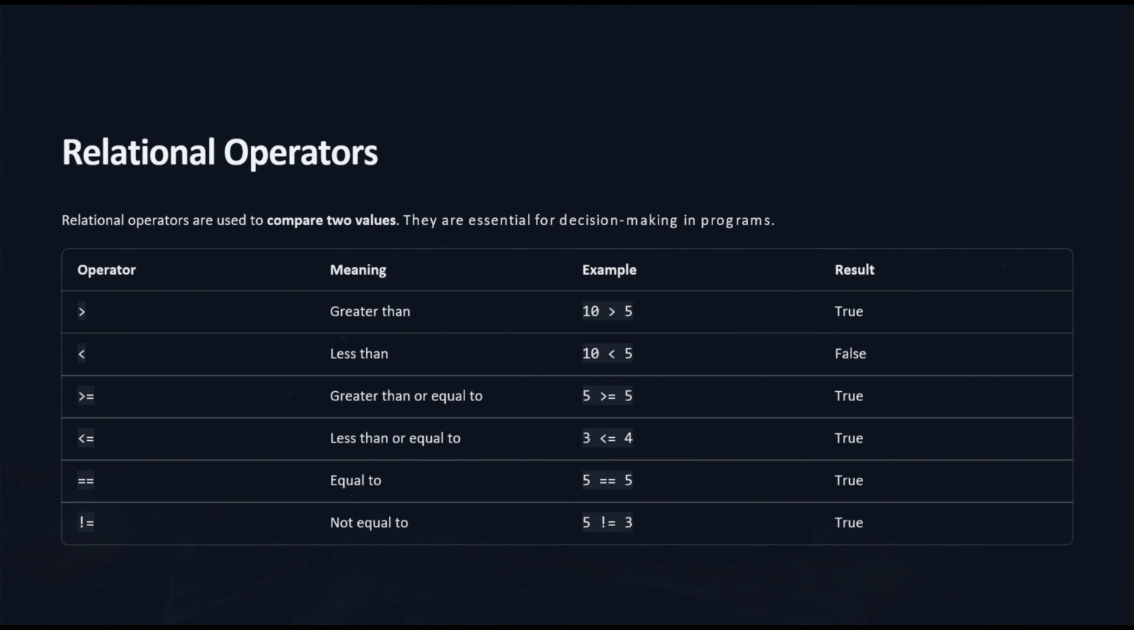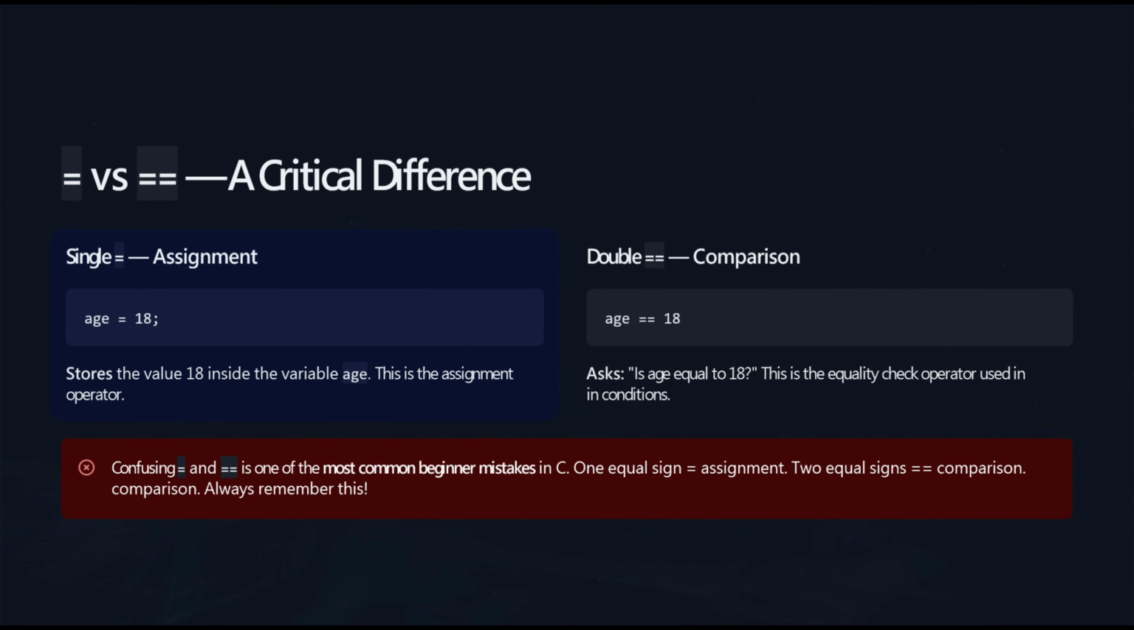Relational operators. Relational operators are used to compare two values. They are essential for decision-making in programs. Operator, meaning, example: > greater than, 10 > 5 is true. < less than, 10 < 5 is false. >= greater than or equal to, 5 >= 5 is true. <= less than or equal to, 3 <= 4 is true. == equal to, 5 == 5 is true. != not equal to, 5 != 3 is true.